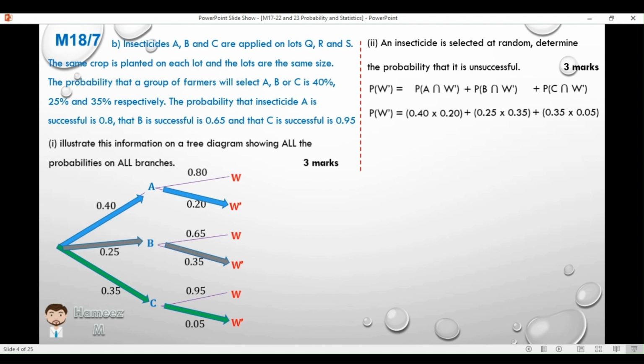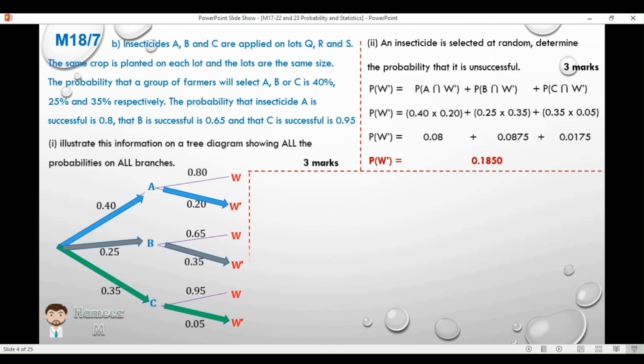And now we can use our calculators, and that will give us 0.08 plus 0.0875 plus 0.0175, which totals 0.185, meaning that there's an 18.5% chance or probability of this not being successful. And let's go on now to the next part, which says that a regular six-sided die is tossed 2 times.